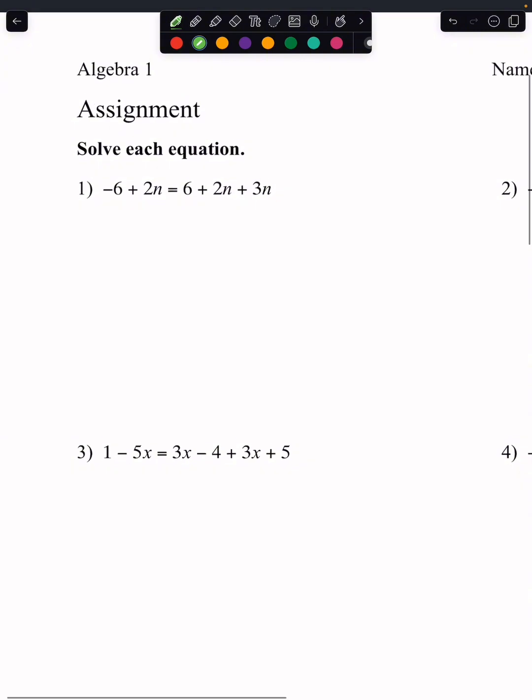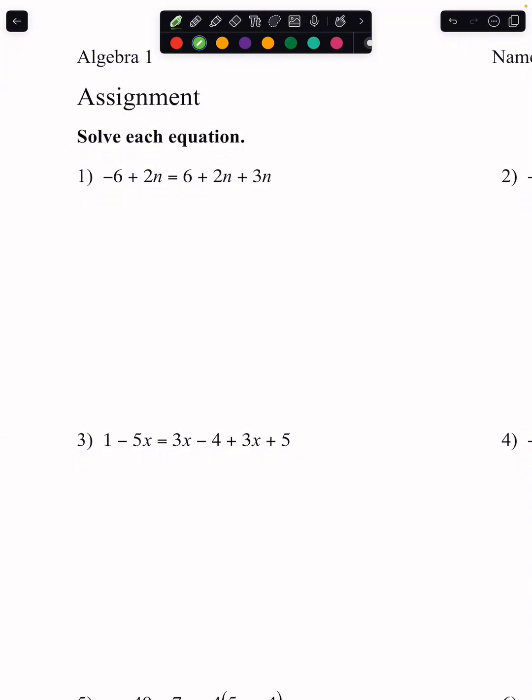Here we go. We want to figure out what number we can place for n that will make both of these balanced. First things first, we're going to combine like terms to make our life more simple. We have 6 plus 2n plus 3n, which is 5n, equals negative 6 plus 2n. All I did was combine like terms.